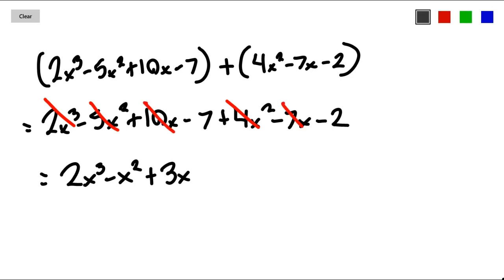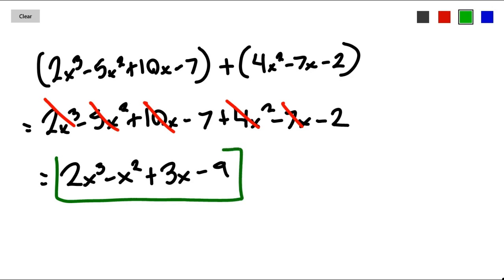And then all that's left are the constant terms. And I have a minus 7 and a minus 2, and those combine to give me a negative 9. So this is what this polynomial would look like in standard form. All right, last example here.